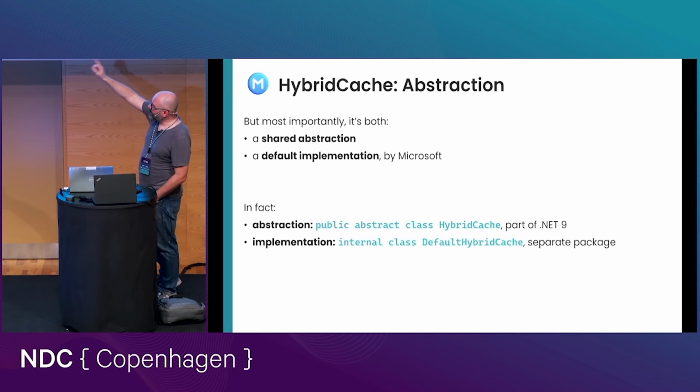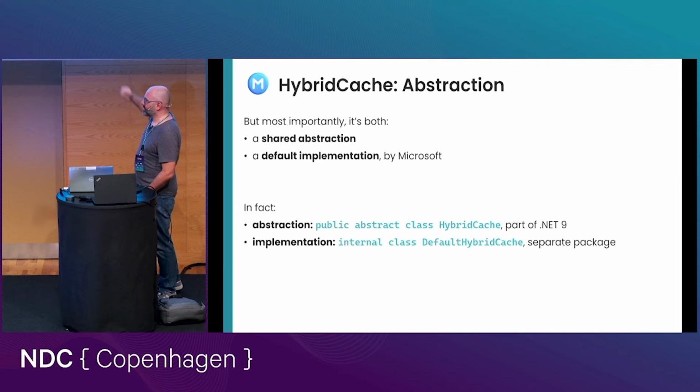In fact, the abstraction, which is the thing that came out with .NET 9, is a public abstract class, HybridCache. And the implementation, which came out later, is an internal class, which you cannot reference directly. Internal class DefaultHybridCache. And that is a separate package that you need to install.